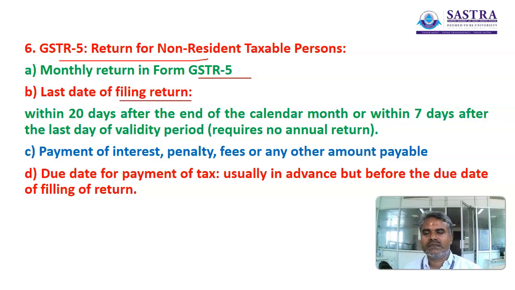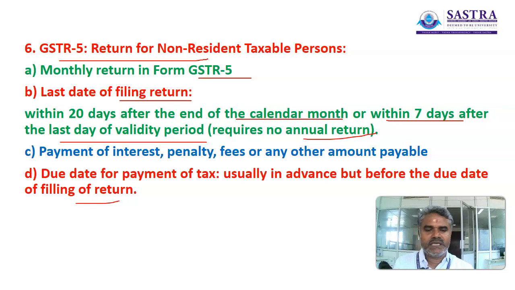Last date for filing GST 5: within 20 days after the end of the calendar month, or within 7 days after the last day of the validity period. It requires no annual return. This is very, very important. They need not file the annual return. And payment of interest, penalty, fee or any other amount, and the due date for payment of tax: you have to pay everything before the due date of filing the return, no problem, otherwise you have to pay the penalty and file it.